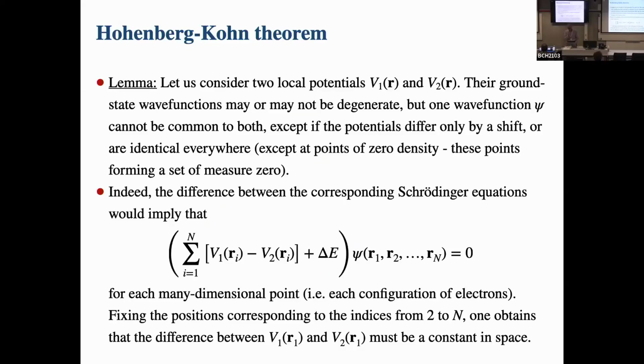So how did they show that? There's first a lemma, okay? Let's consider that we have two local potentials, V1 and V2 of r. So the ground state wave function, which can or cannot be degenerate, but we can demonstrate, that's the idea of the lemma, that one wave function cannot be common to both these two potentials, except if the two potentials are equal to one another up to a constant. Okay.